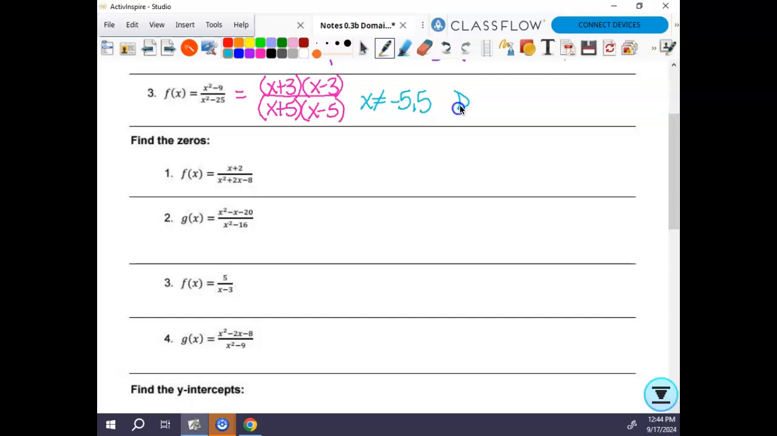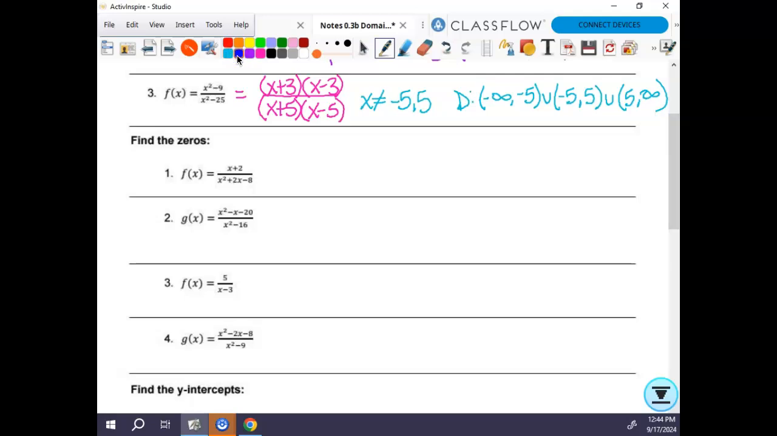So then my domain, I'm going from -∞ to -5. Jump over him, -5 to 5, and then 5 to infinity. Okay? What questions you got? Anything? All right. So now let's talk zeros.